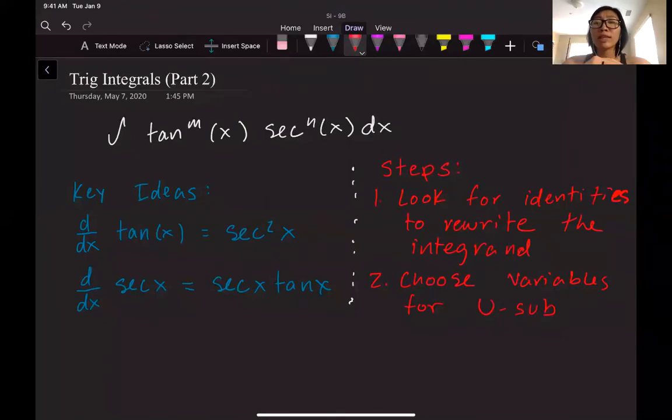All of this stuff definitely gets easier with practice. The more you're exposed to it, the more you're aware of the little tips and tricks that they try to hide in these problems for you guys. So that's my general overview about how to approach pretty much any type of product of trig functions of this form.